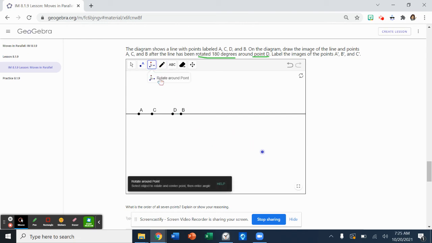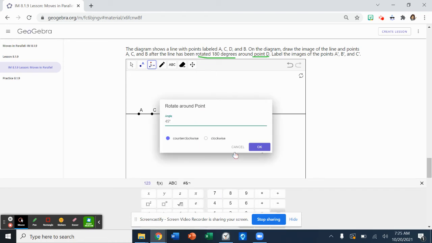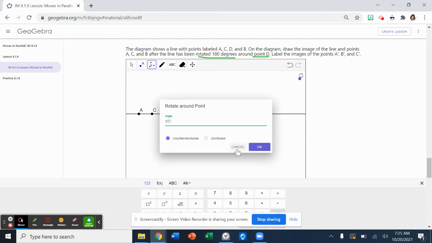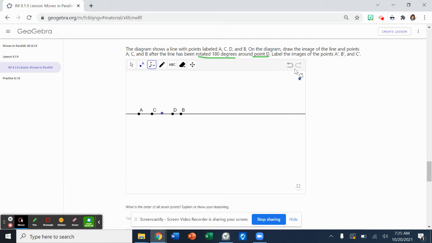Oops, it looks like I accidentally rotated a point instead of a line. So let's rotate the entire line. Let me clear my screen. This happens sometimes in GeoGebra, you just gotta be careful. Rotate the entire line. My tool is being goofy. Gotcha. Maybe it just wants me to select the point.